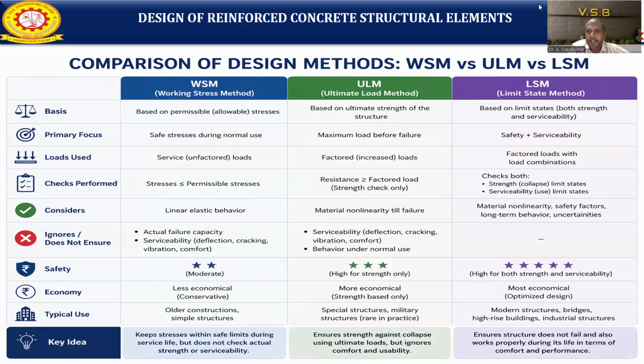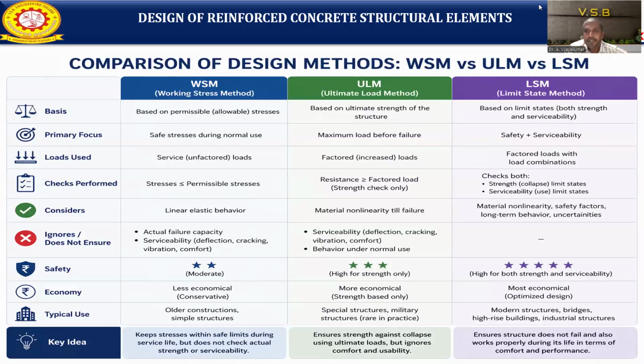Okay. What's the key idea, the fundamentals, of the working stress method? Keep all the stresses within the safe limit during the entire safe life of the structure. But here we are not checking the actual strength or the serviceability. This is one disadvantage of the working stress method. In the ultimate load method, they ensure the strength against collapse using the ultimate loads, but ignore comfort as well as usability. While coming to the limit state method, ensure the structure does not fail and also works properly during its life in terms of comfort as well as performance.